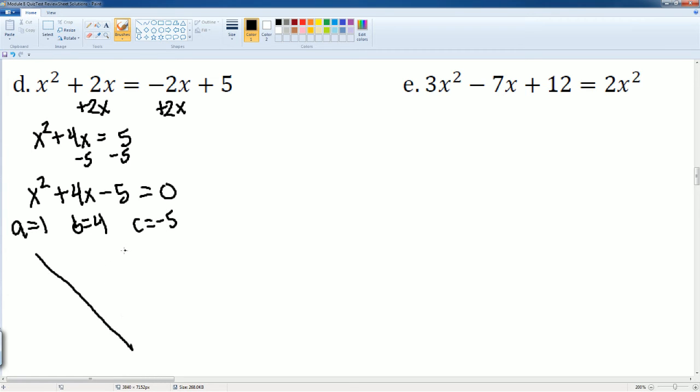Put it in the diamond. B equals 4, C equals negative 5. What numbers multiply to make negative 5 but add to 4? Oh, that's easy.